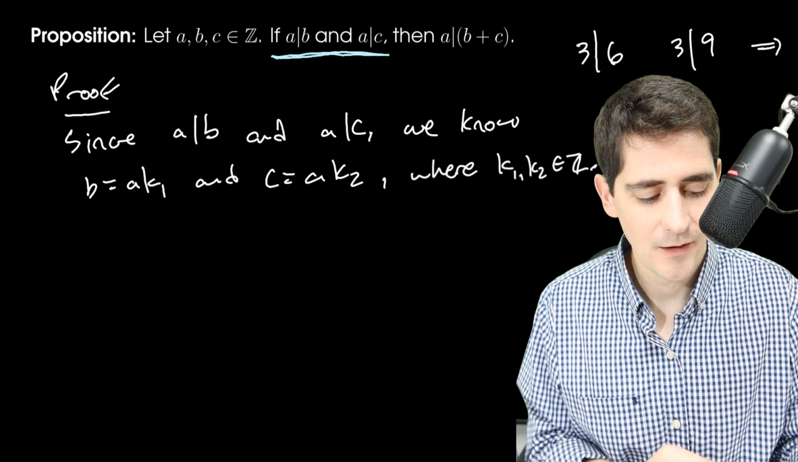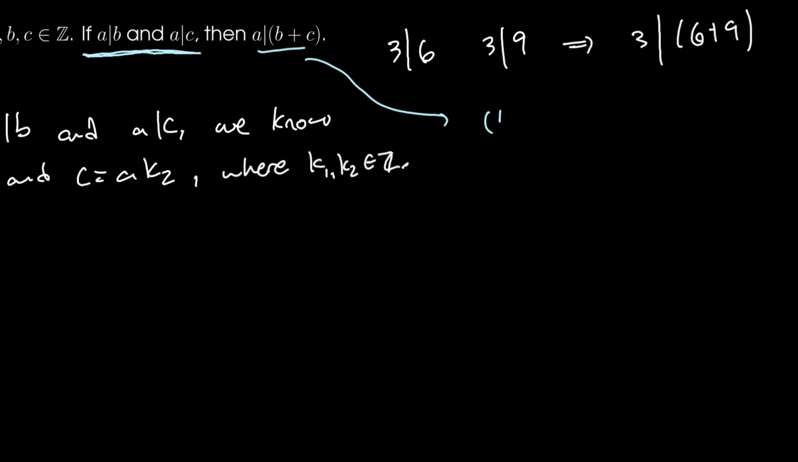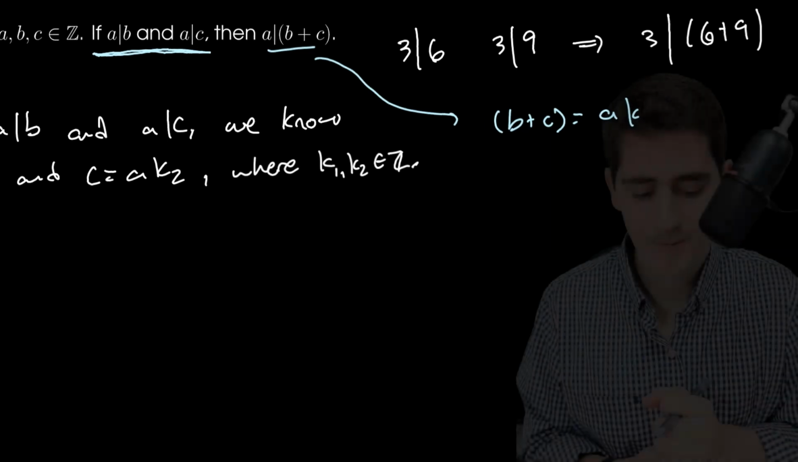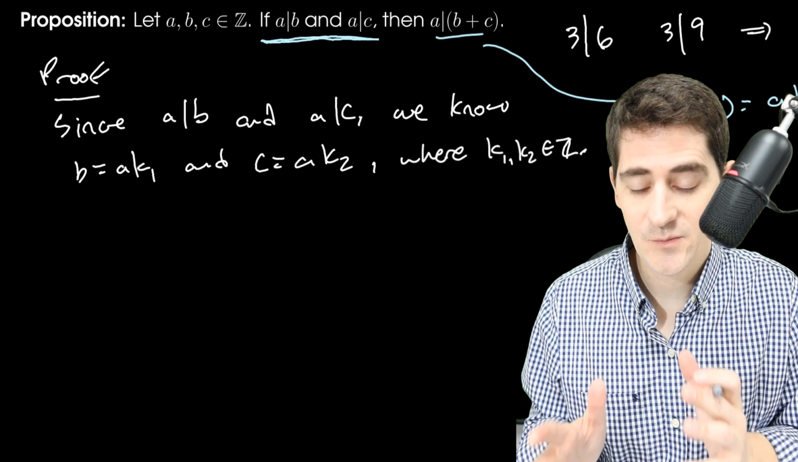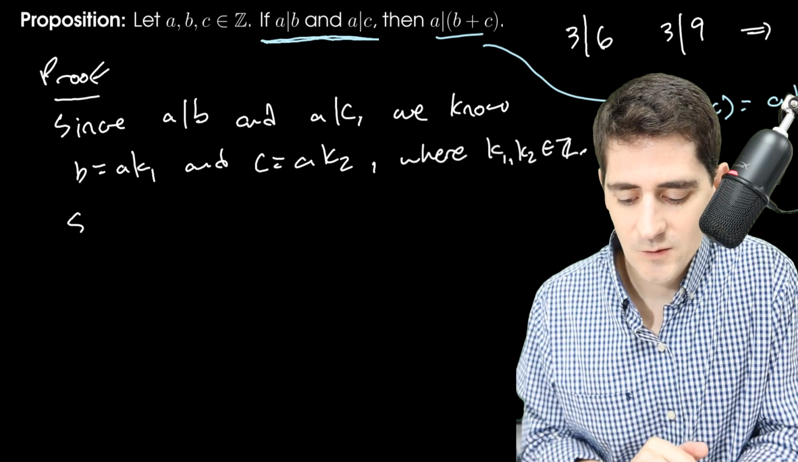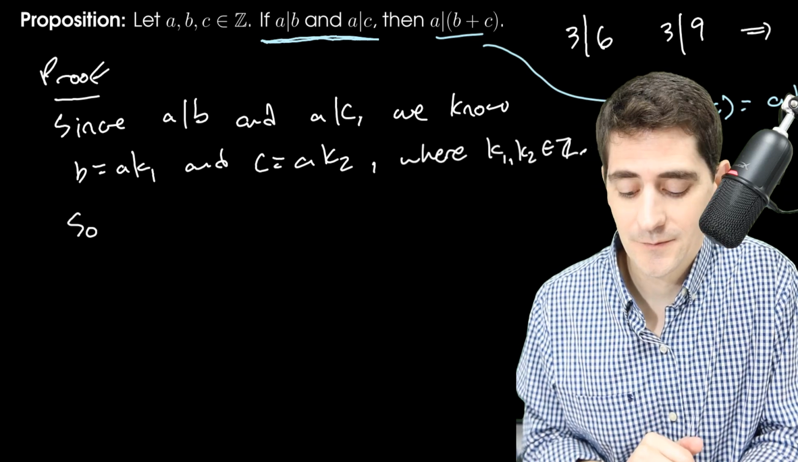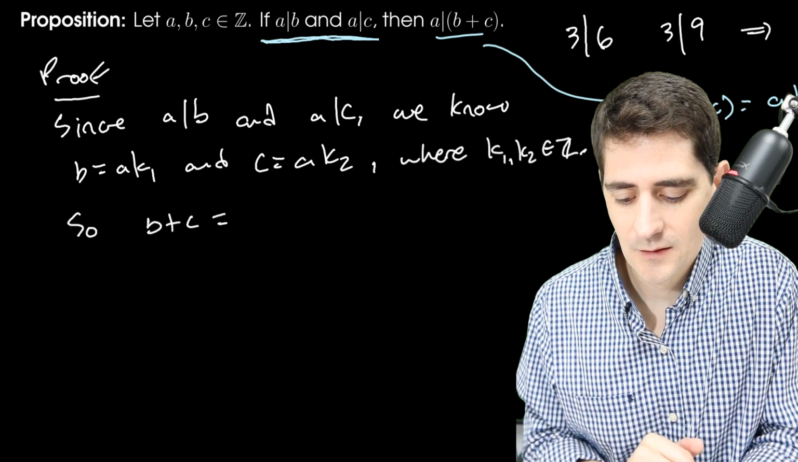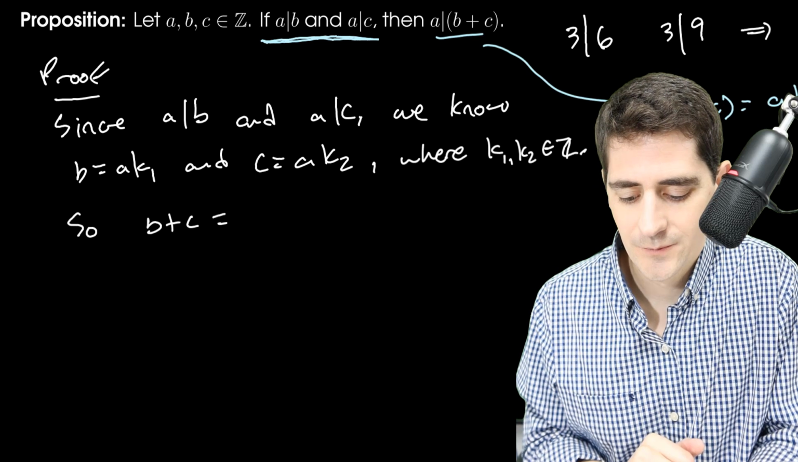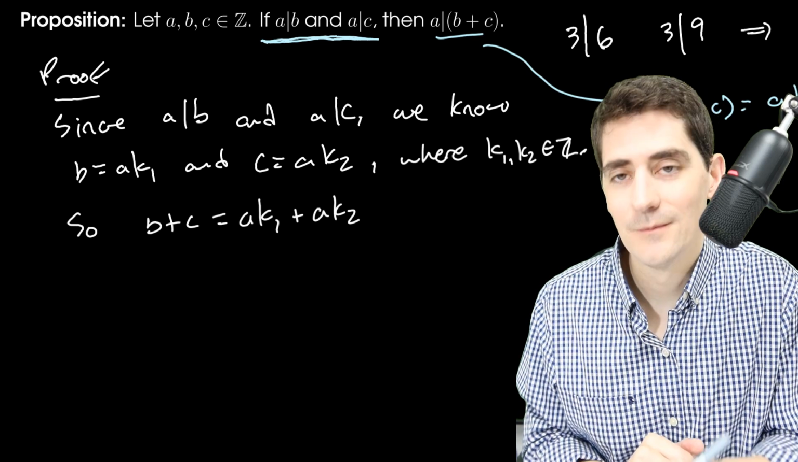Okay, now it might be good to put in some scratch work on the side. What am I trying to say here? I want B plus C to be written as A times some integer. Okay, so that's where I'm going. So I have B equals A times something. I have C equals A times something. So maybe I should add B and C, right? So B plus C then could be written as, how about AK1 plus AK2?